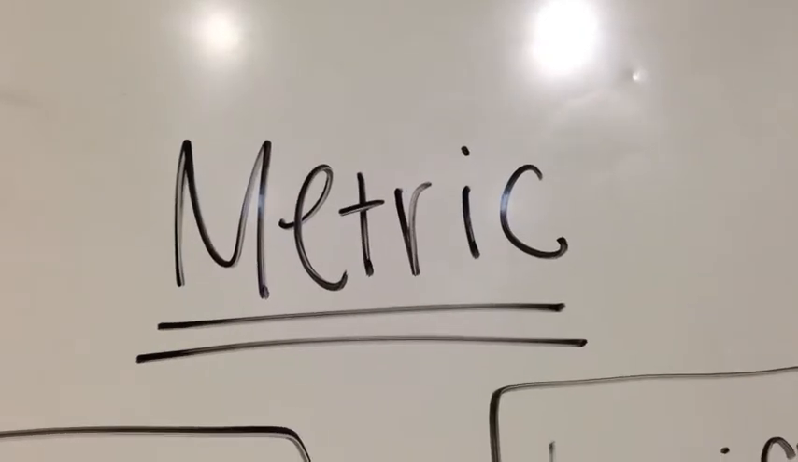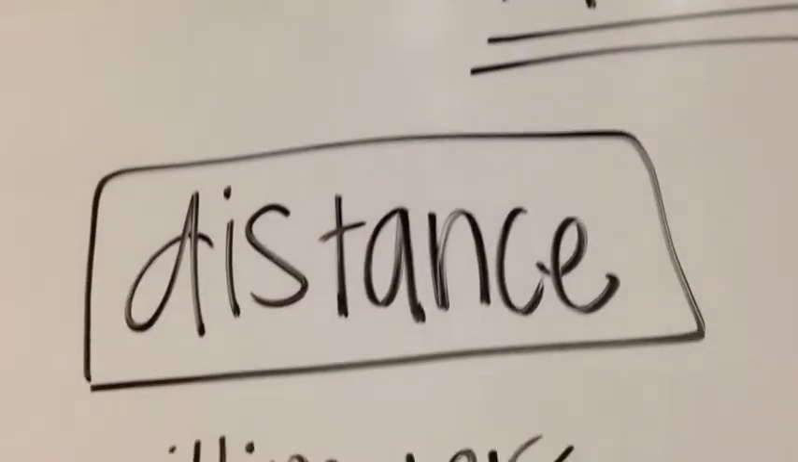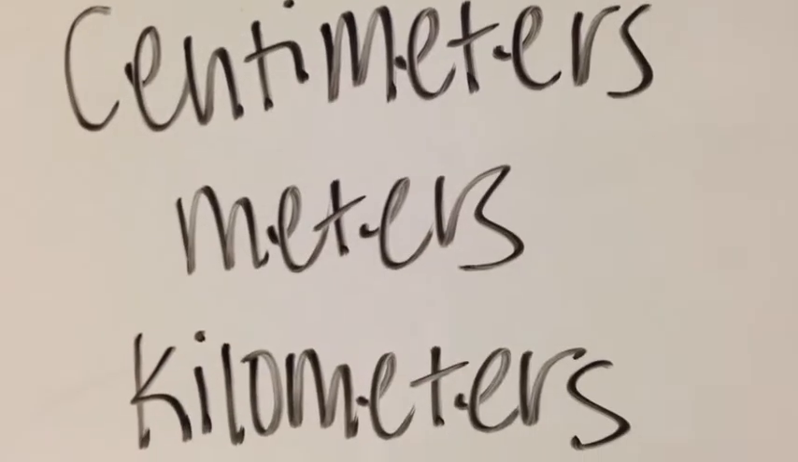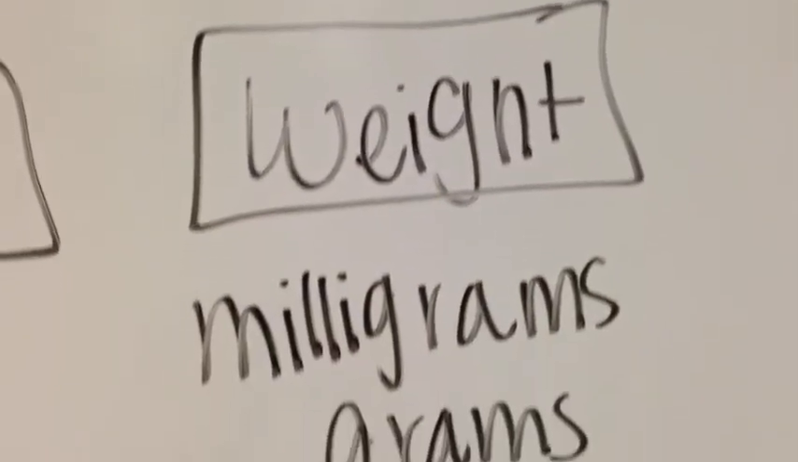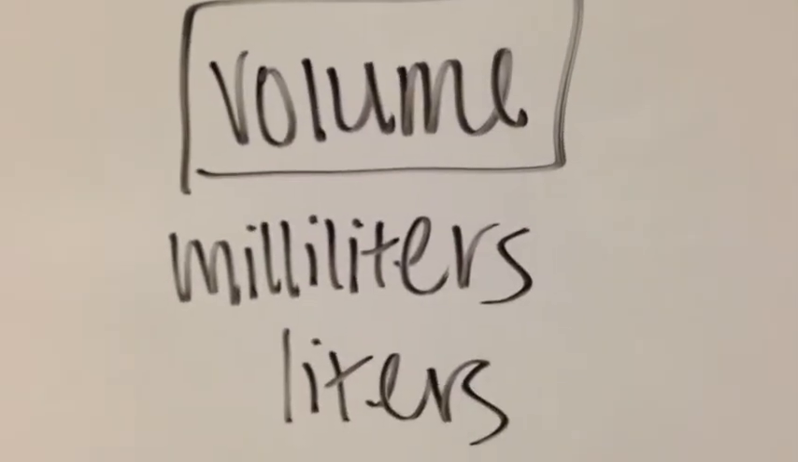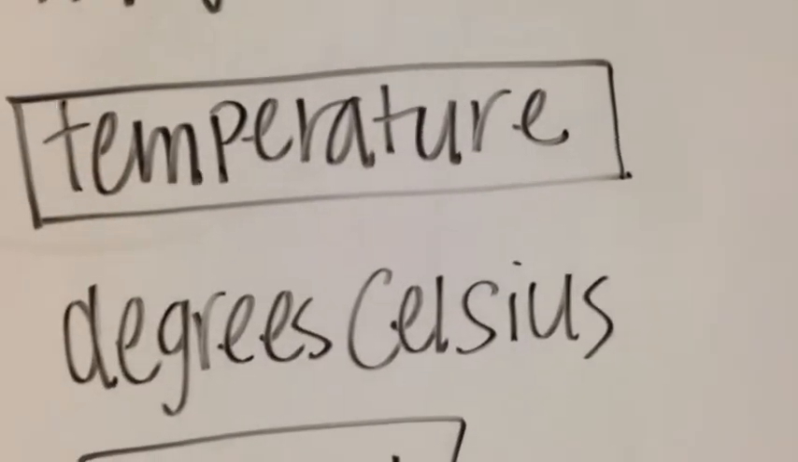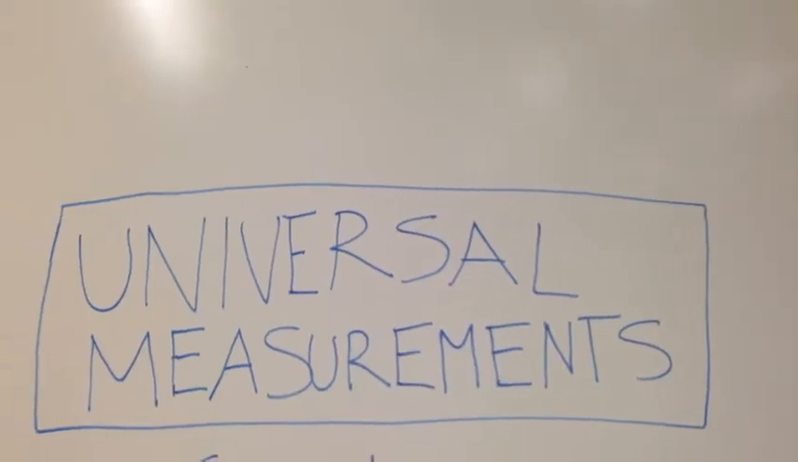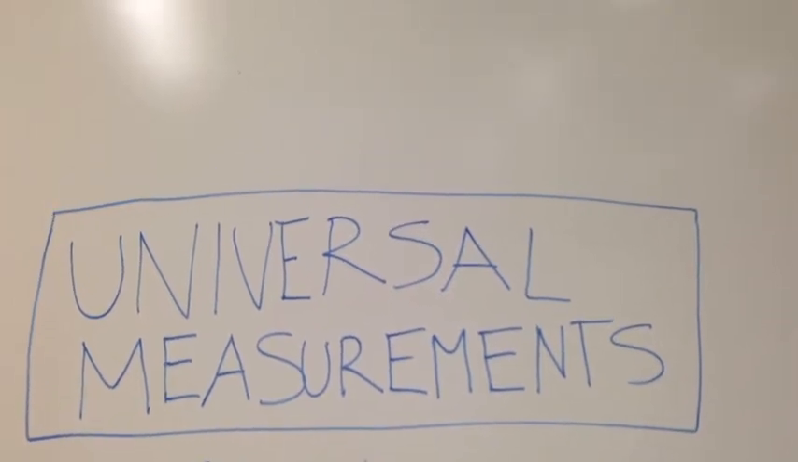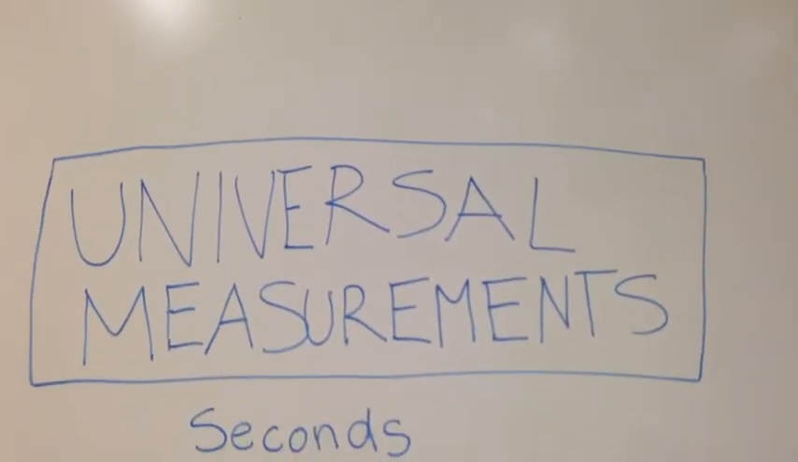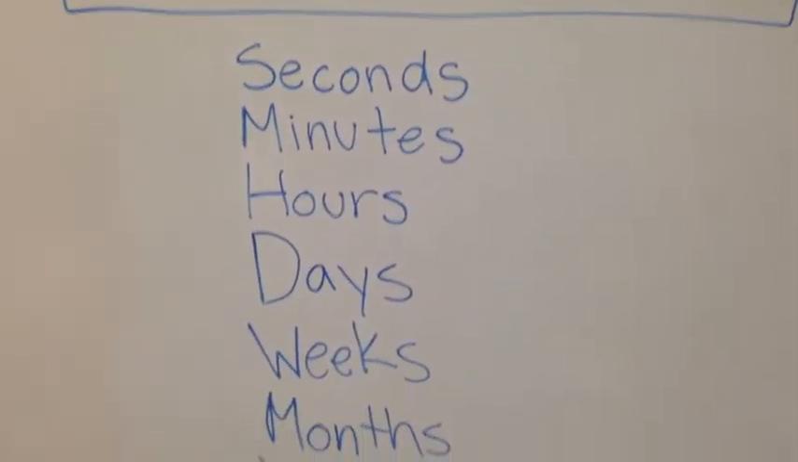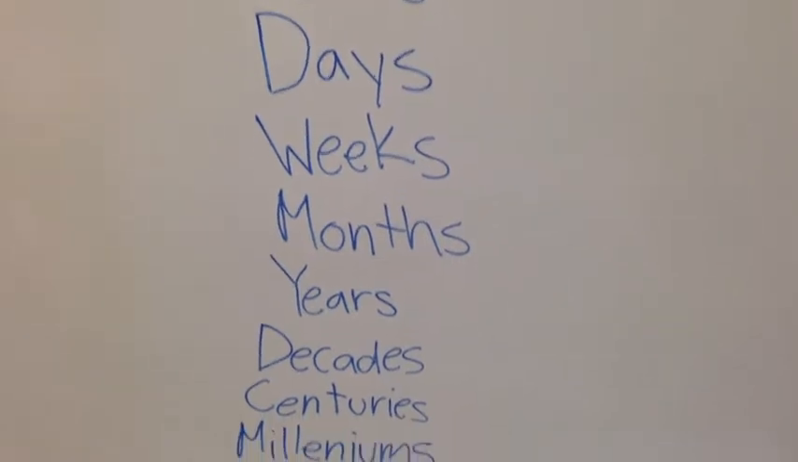Important units for the metric system are, for distance, millimeters, centimeters, meters, and kilometers. For weight, milligrams, grams, kilograms. For volume, milliliters, liters. For temperature, degrees Celsius, and for speed, meters per second. There are also universal measurements which are relevant for both the English and the metric systems. These include seconds, minutes, hours, days, weeks, months, years, decades, centuries, and millenniums.